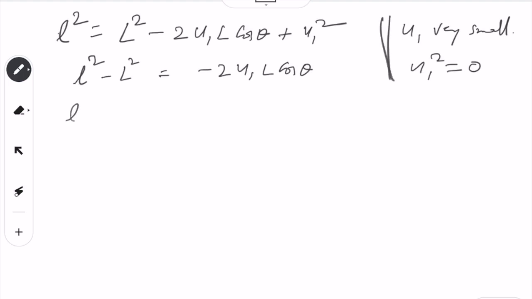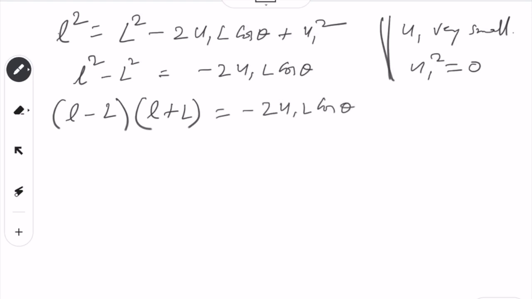We can write small L minus big L multiplied by small l plus big L equal to minus 2 u1 L cos theta. Since u is very small, this plus this will be 2L. We can write this as delta L.